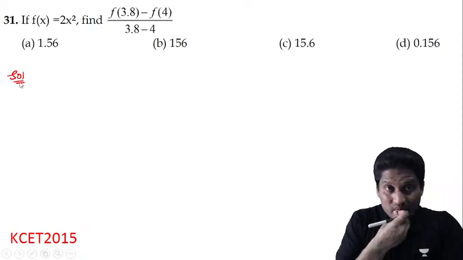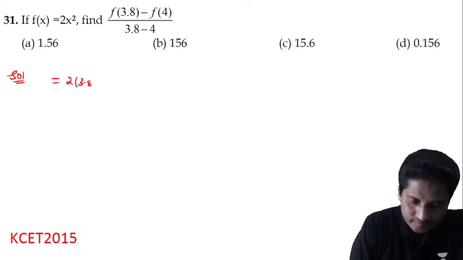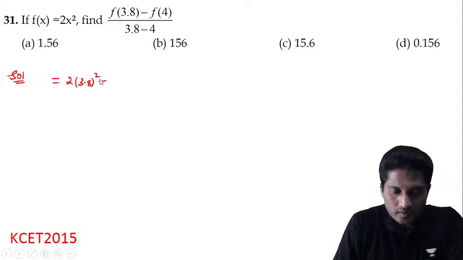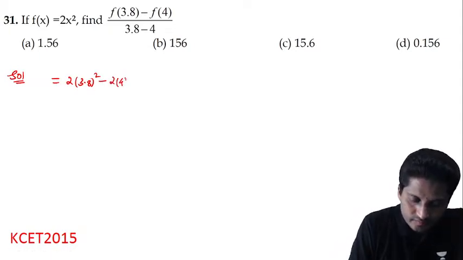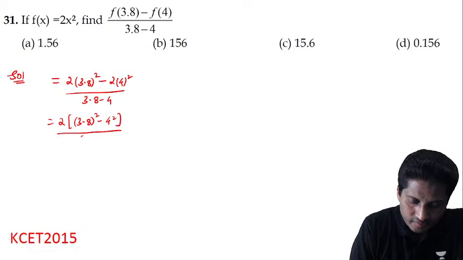f(x) is equal to 2x square, f of 3.8, right? f of 3.8, 2 into 3.8 the whole square. This is 2 into 4 square upon 3.8 minus 4. Take 2 common, 3.8 the whole square minus the 4 square, whole divided by 3.8 minus 4. I can write this as 2 times, right?